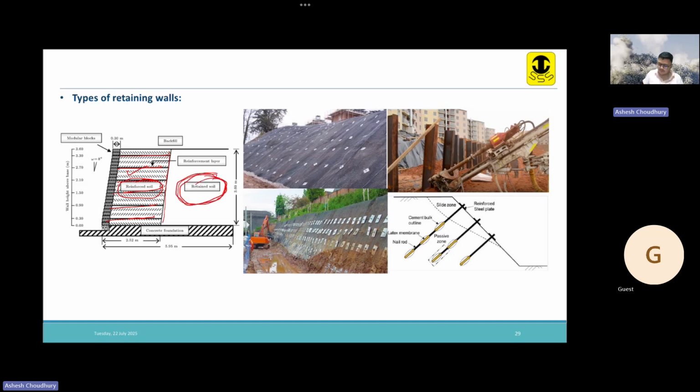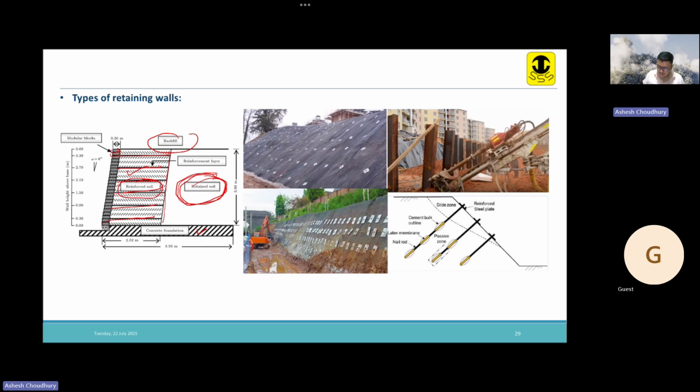Retained soil, there is no reinforcement, so we call it retained soil. This is the total backfill. This combined everything is known as the backfill soil. At the bottom we have the concrete foundation. These blocks, we saw some images in the first class, yesterday's class, where we had some blocks and then the geogrid placed between the blocks. So these blocks are modular blocks. They're called modular blocks.